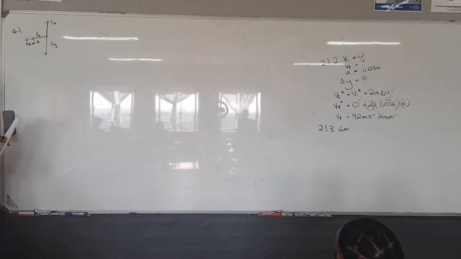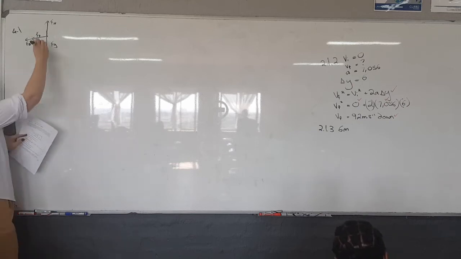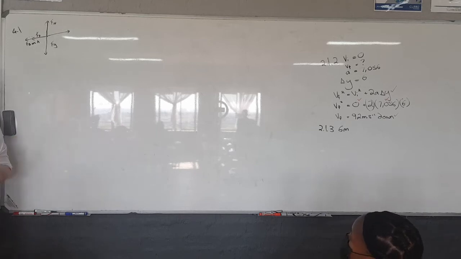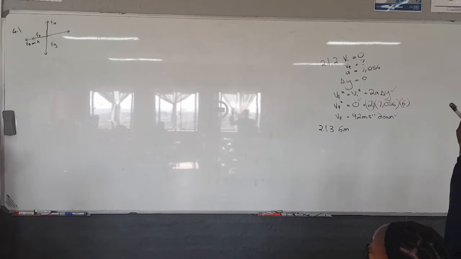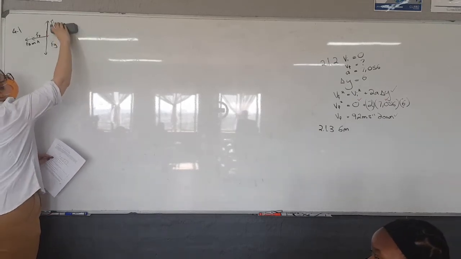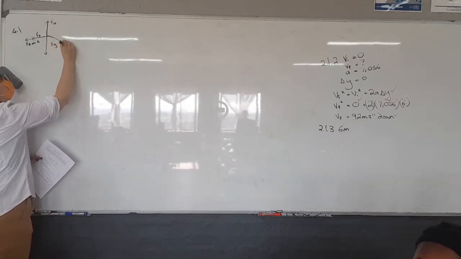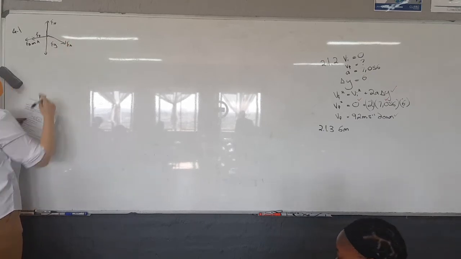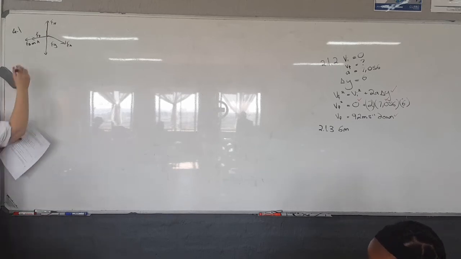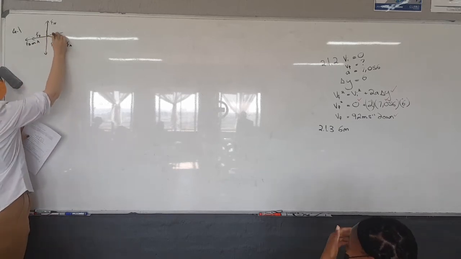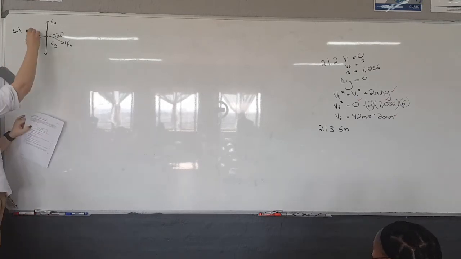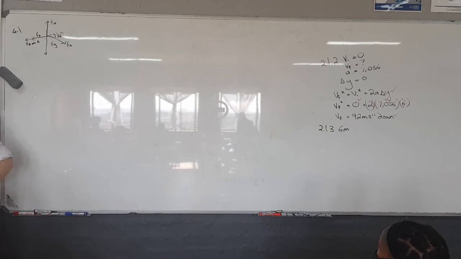So now I have my applied force. Do I draw it like this? Hands up for yes. Hands up for no. Very good. That's an angle. That's my F applied, and friction goes there. 1, 2, 3, 4, 5. There's your 5 marks.